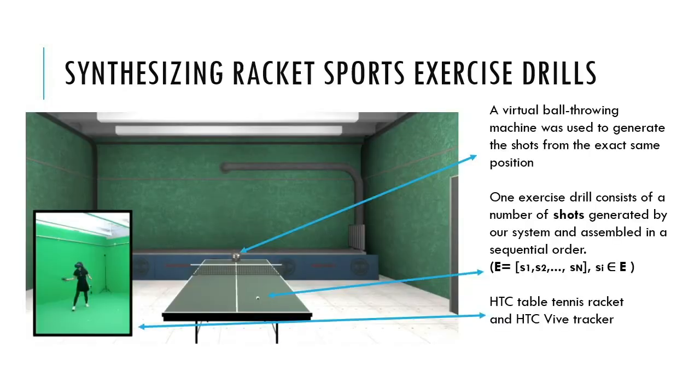So here is a general look at the virtual table tennis XR game training environment. As you can see, a virtual ball throwing machine was used to generate the shots from the exact same position. We defined that one exercise drill should consist of a number of shots generated by our system and assembled in a sequential order. An HTC table tennis racket and an HTC Vive tracker were used to control the virtual racket in the virtual environment.